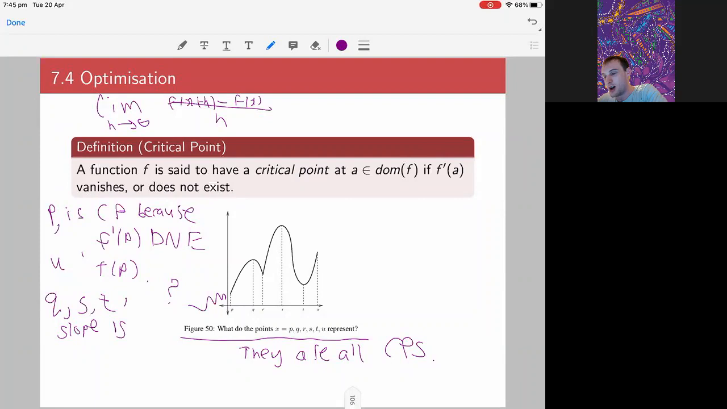What about this point R? At R, the derivative does not exist. And this is sort of for the same reason we saw before. We've got two different slopes here. And for a derivative to exist, the slope needs to coincide there. So hopefully that gives you an idea of critical points here.